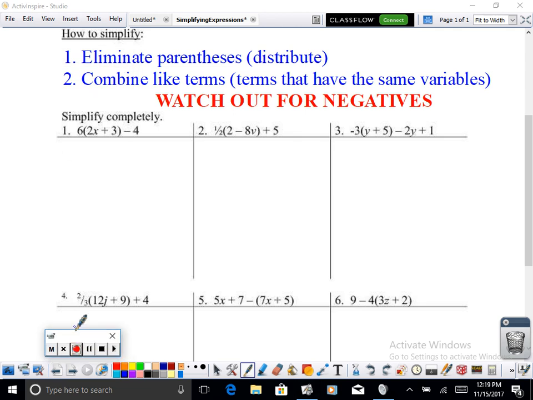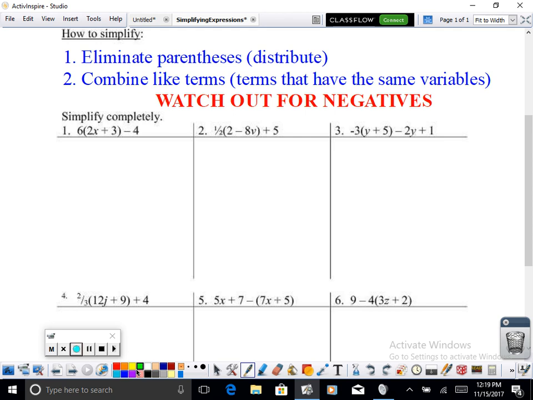First off, the directions say to simplify completely. Not simplify a little bit, not simplify halfway, simplify completely. So that means I want to write with as few terms as possible. So I look at 6 times the quantity 2x plus 3, minus 4. Okay, and the first thing that I know I need to do is eliminate those parentheses.